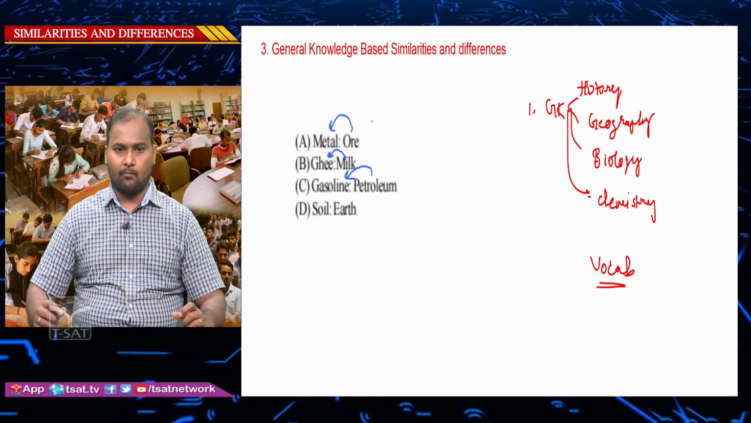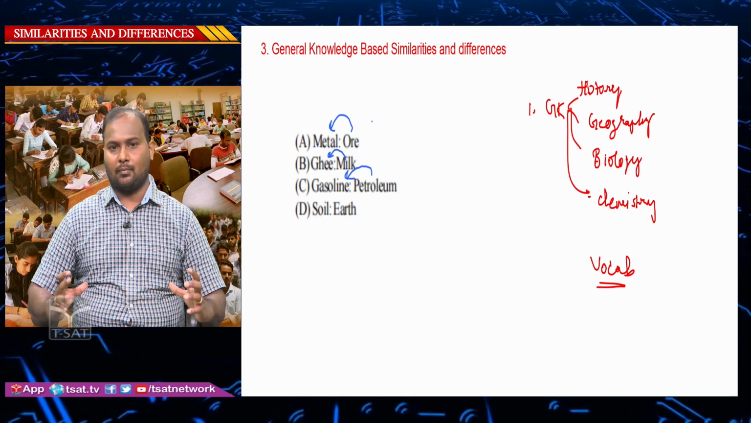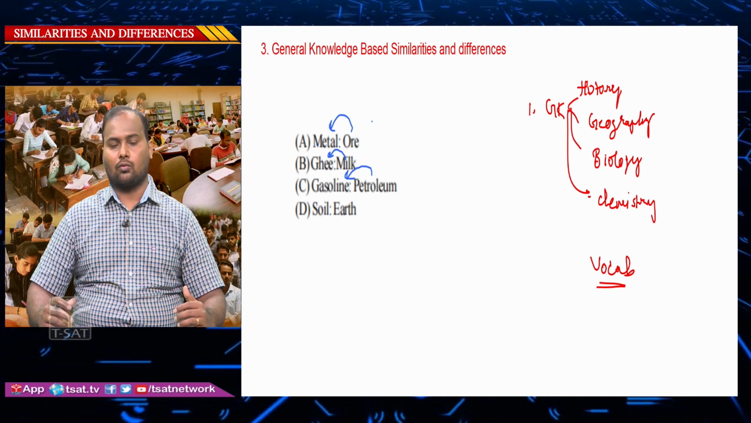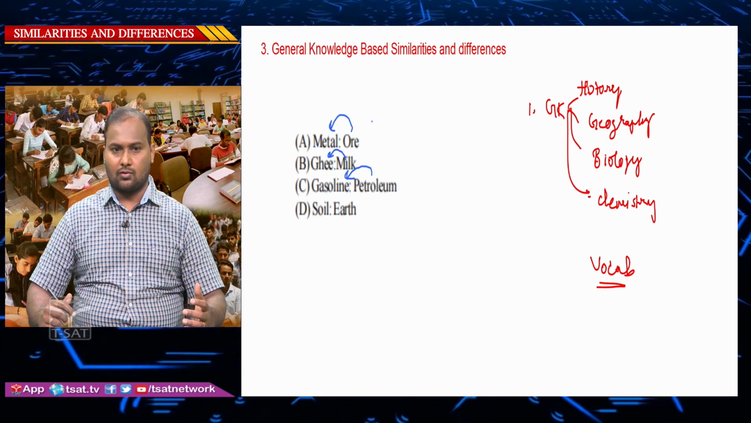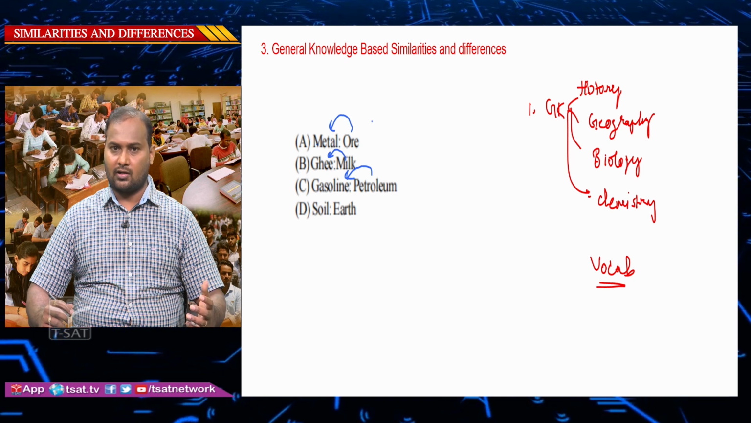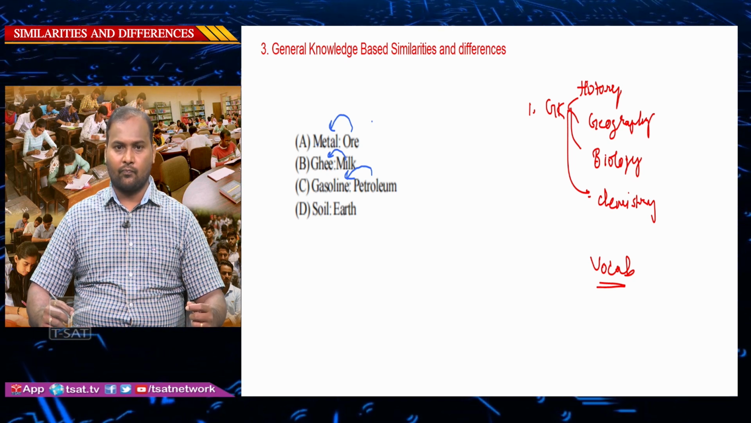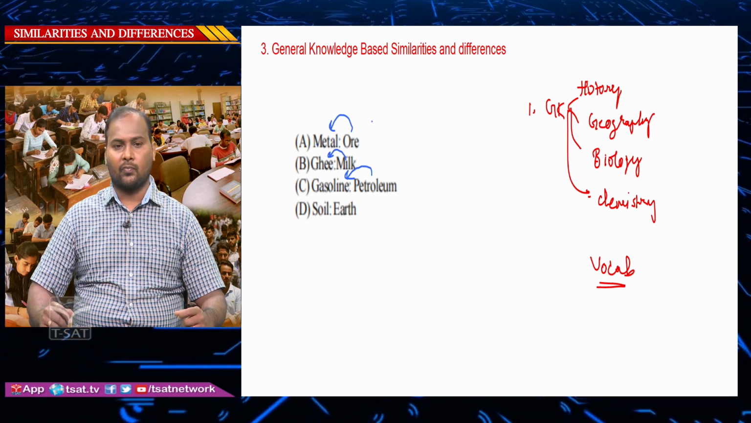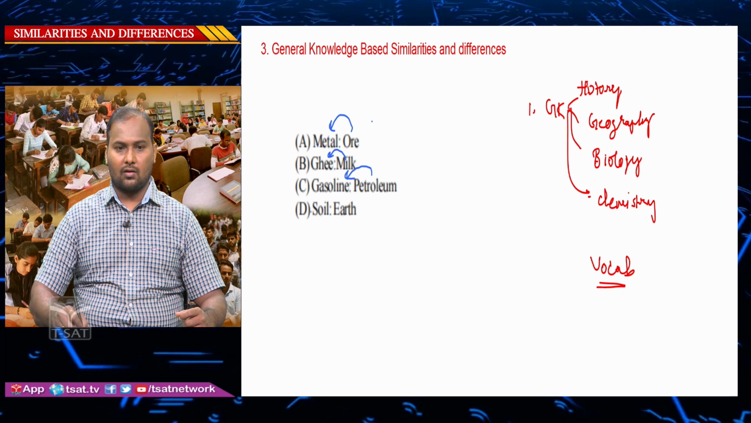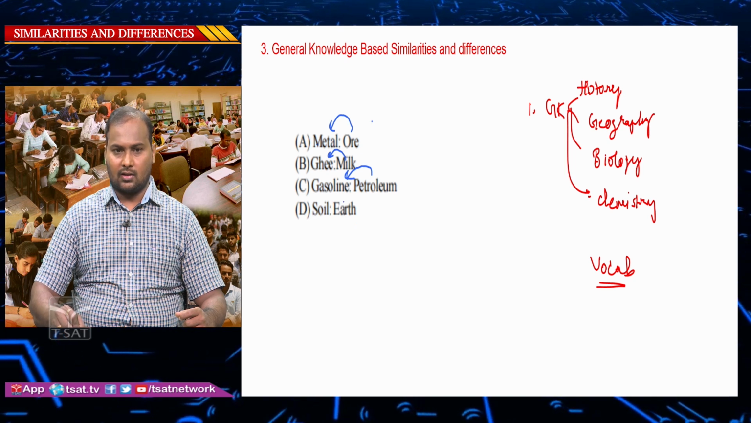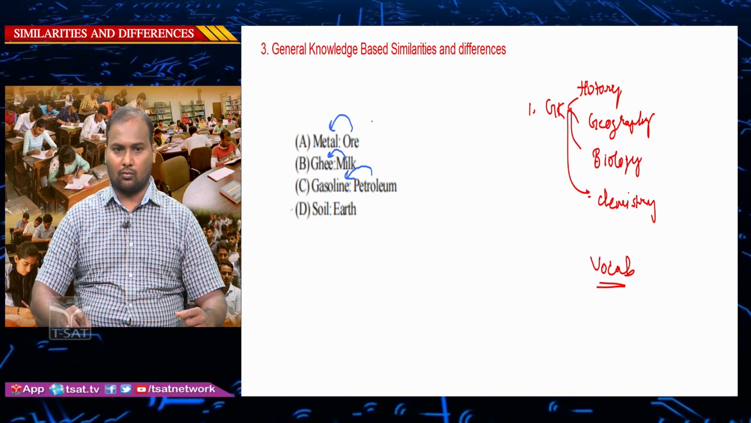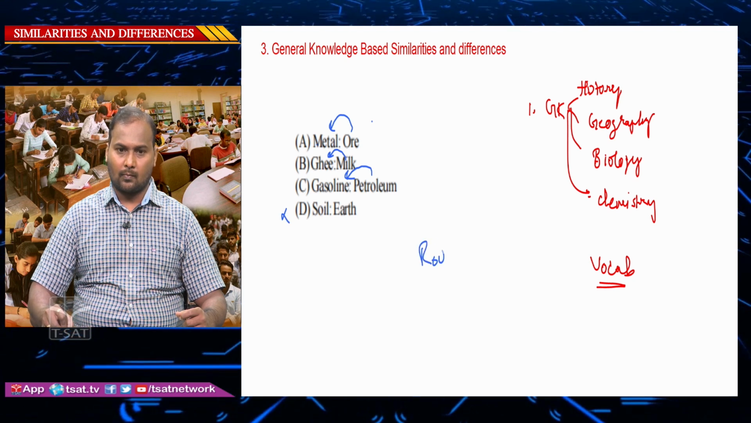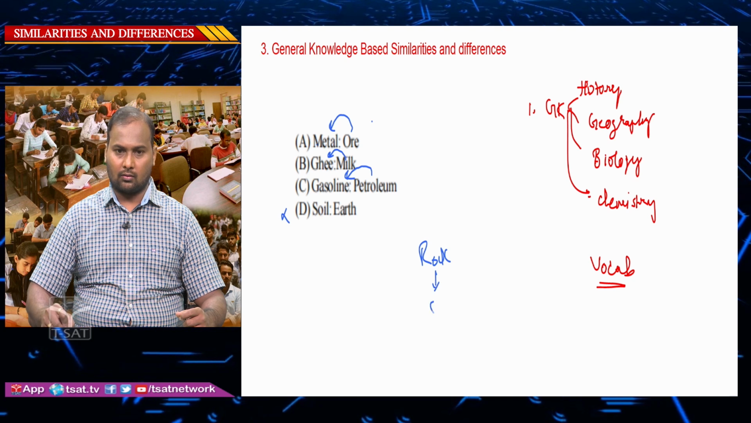So what is petroleum? Petroleum is a mixture of hydrocarbons. From petroleum, we go for extraction of petrol, diesel, naphtha, kerosene, gasoline, bitumen, by a process of fractional distillation, and we know that. And finally, soil and earth. Don't say that soil is derived from earth. That is wrong. Why? Because we know that soil is derived from rock, not earth, from the rock.